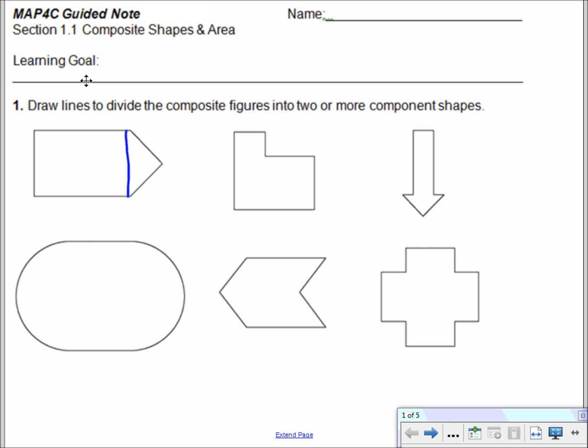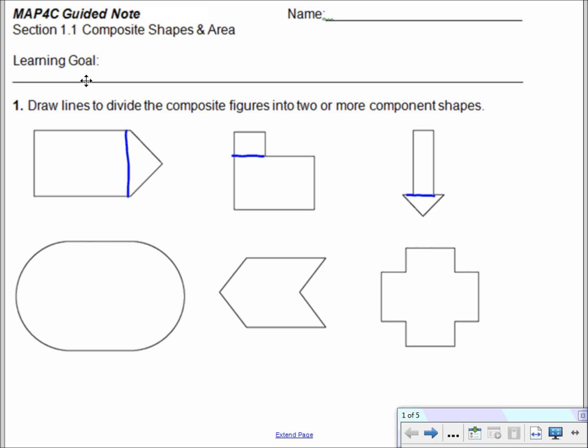Okay, this one, again, you could do it two ways, right? I could do here, and I could have a rectangle, or I could do here and have two rectangles. I'm always going to have two rectangles. It just depends on how I'm drawing. Okay? Here, I'd have a triangle and a rectangle.